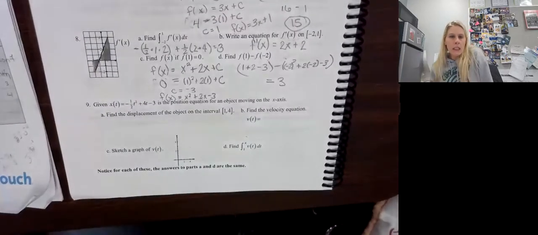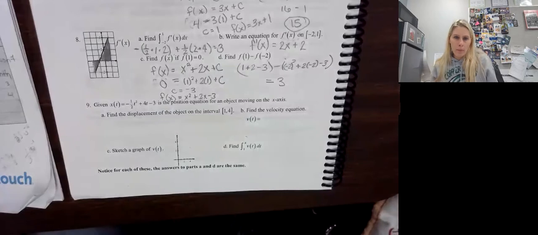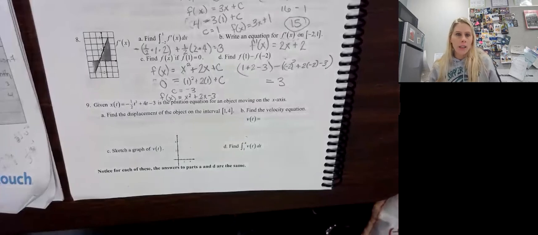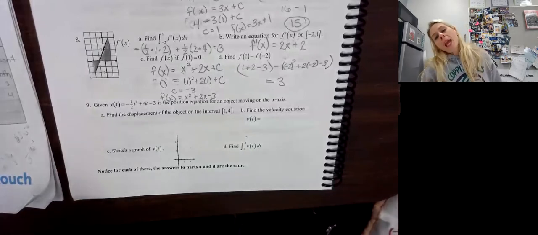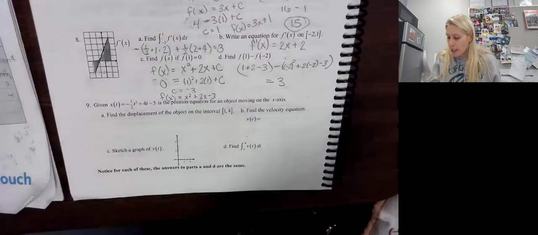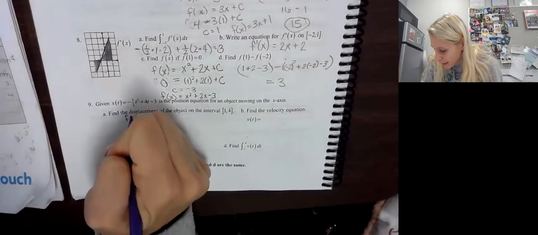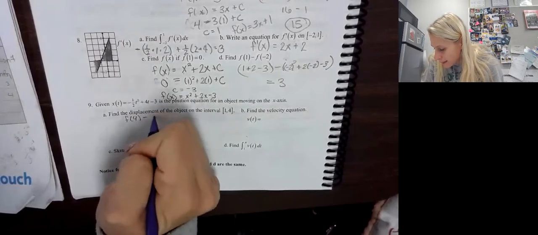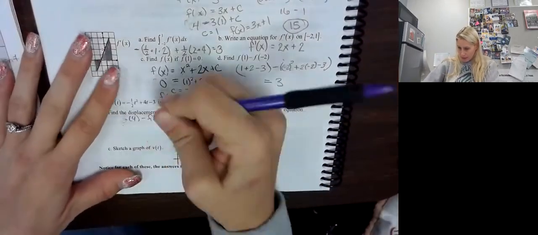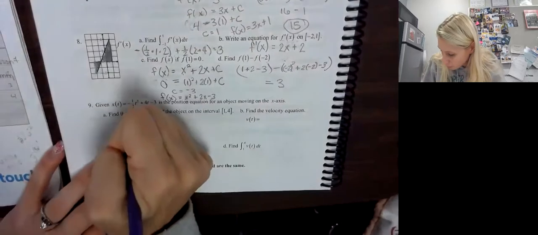Given that x of t is -1/2 t squared plus 4t minus 3 is the position equation for the object on the x-axis, find the displacement of the object on the interval 1 to 4. Remember, the displacement is about what position you end in minus where you started. So pretty much what we're doing here, guys, is we're saying f of 4 minus f of 1. And it's not f, it's x, because that's our function value. There we go.